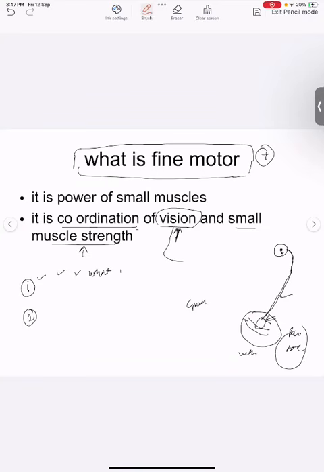We ask, is the child wearing any spectacles, any glasses, or a hearing aid? If the vision is not intact, how can you say whether he can hold the finger, or whether he can select this crayon? No, not at all. This is a must question. You have to ask: does the child have any glasses or any hearing aid?